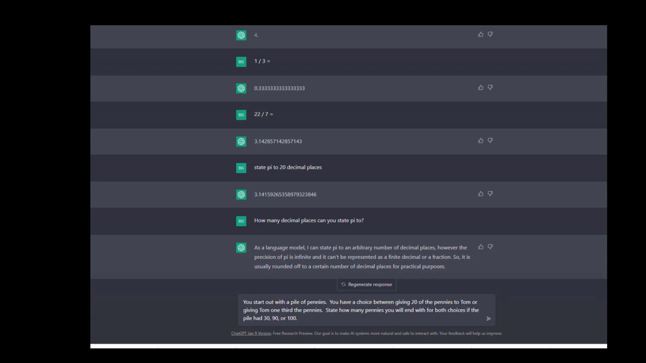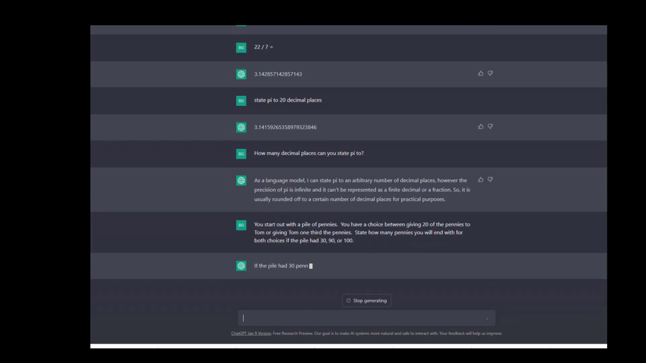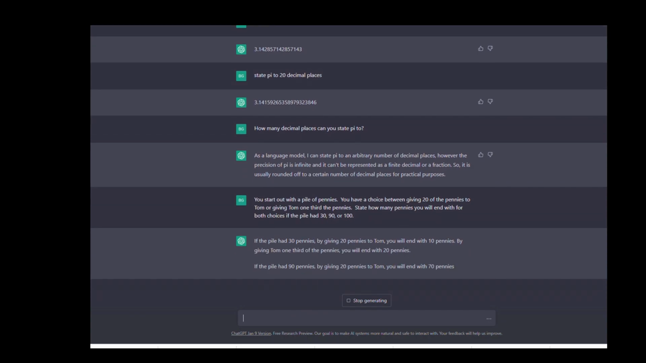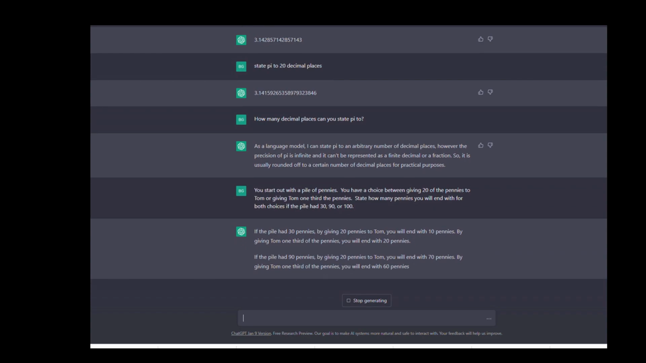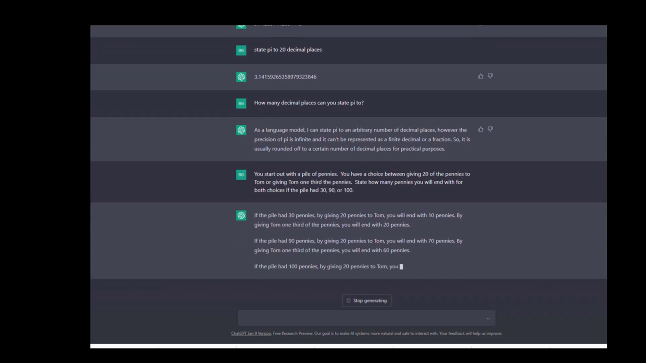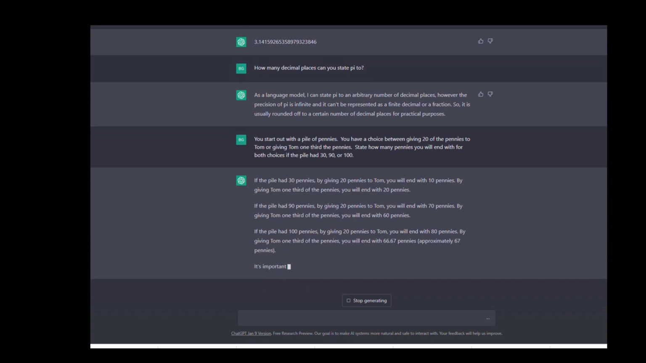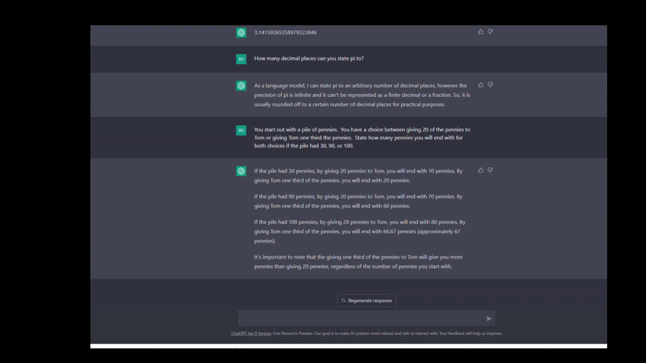You start out with a pile of pennies. You have a choice between giving 20 of the pennies to Tom or giving Tom 1/3 the pennies. State how many pennies you will end with for both choices if the pile had 30, 90, or 100. If the pile had 30 pennies, by giving 20 pennies to Tom, you will end with 10 pennies. By giving Tom 1/3 of the pennies, you will end with 20 pennies.